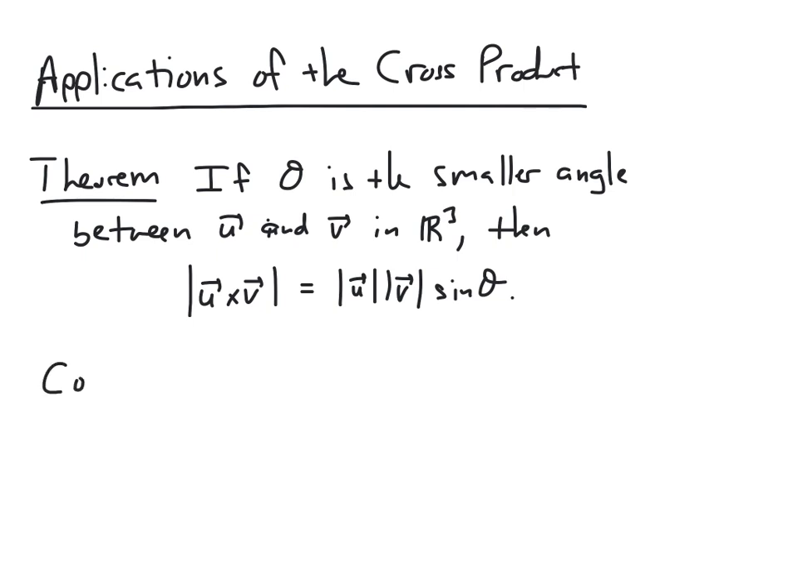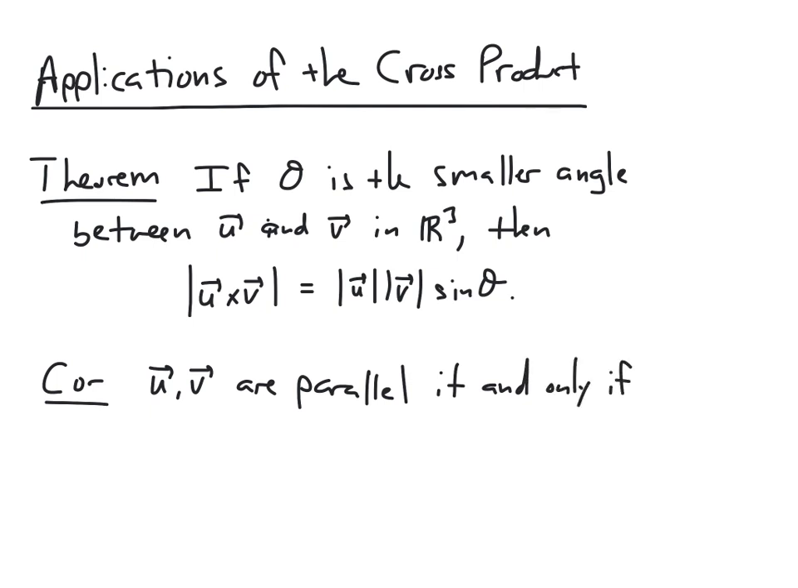So as a natural corollary to this, we have that u and v are parallel if and only if u cross v is equal to 0. So if we want to show two vectors are parallel, one way to do it is to show that their cross product is equal to 0. And this follows from the theorem pretty quickly.